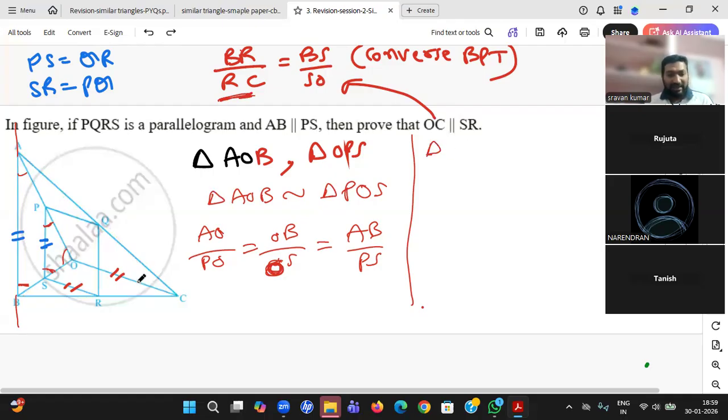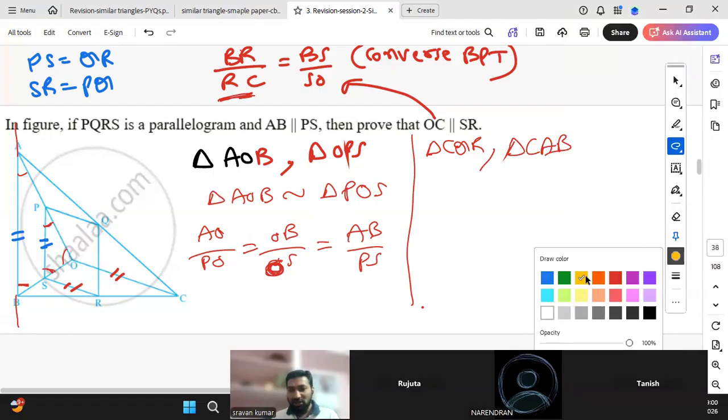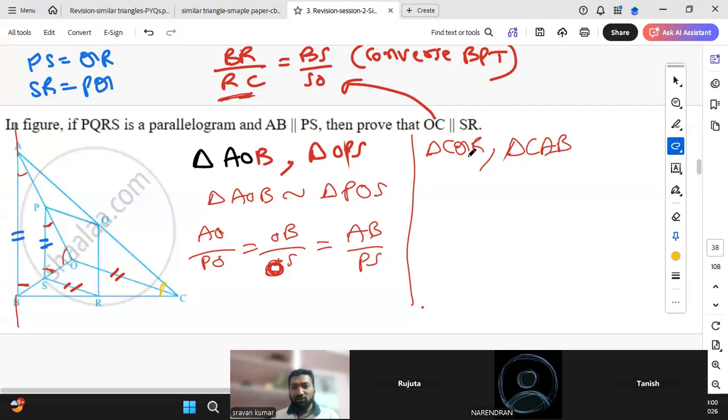I'm taking triangle CQR and triangle CAB. Now what is happening, students? Where are the angles? I'm able to see, sir, angle C is common. What about this? You see, this angle is the same. Why? Corresponding angles. Why, sir? This is a parallel line, this is a parallel line, and this is a transversal, so this angle will be the same. That's the reason I'm using the yellow color. This angle is the same, and also this angle CQR and this angle will be the same.